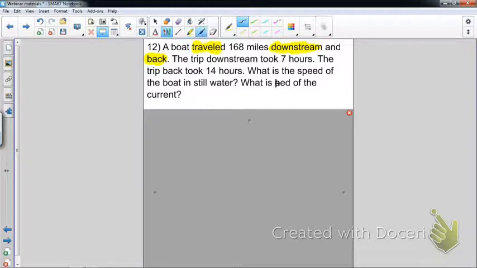Okay, let's see. The next thing it says is the trip downstream took 7 hours, so that's very important for us to understand. The trip back, you don't get to see the word there, but that means upstream. It took 14 hours. So if you remember how to set these up, these will be really easy for you.